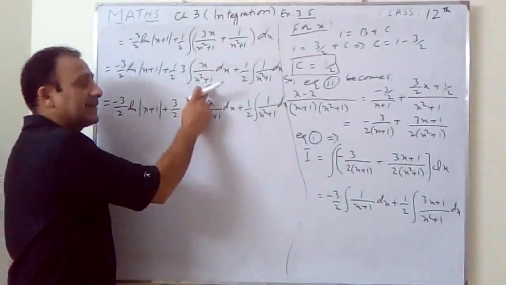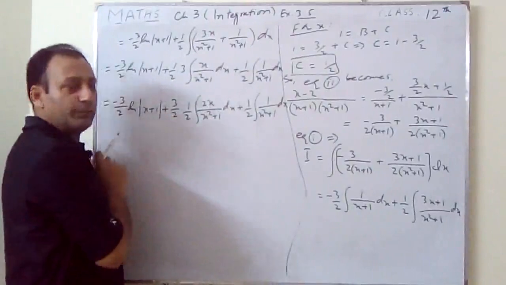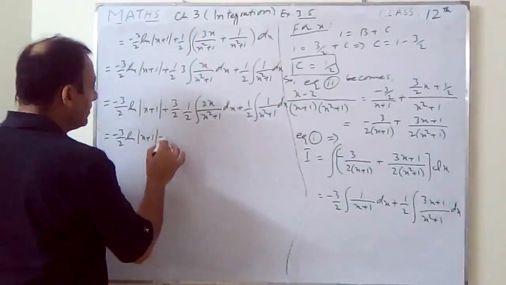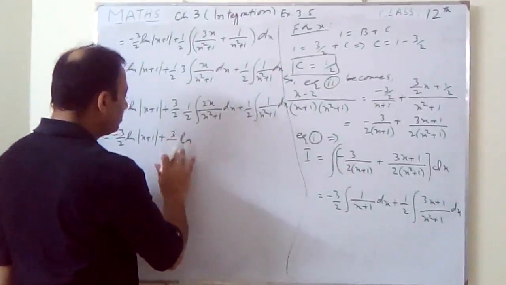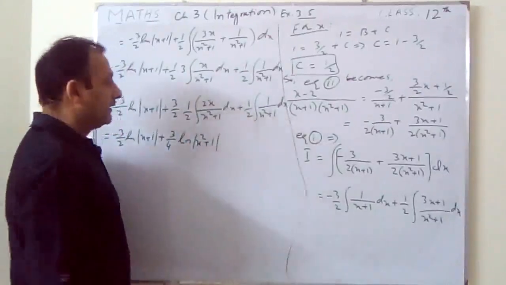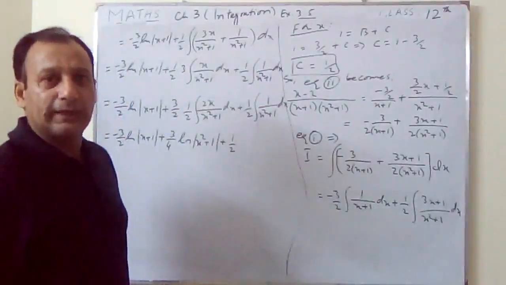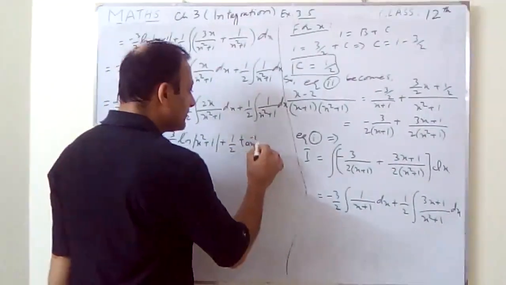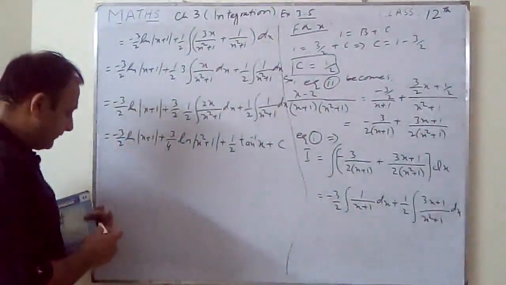Here it is x only, and here x square plus 1, so the derivative of x square plus 1 is 2x. So we are multiplying and dividing by 2. So minus 3 by 2 log of (x plus 1) plus 3 by 4 log of (x square plus 1) plus 1 over 2. What is the integral of 1 over x square plus 1? That is the derivative of tan inverse x, so tan inverse x plus C.